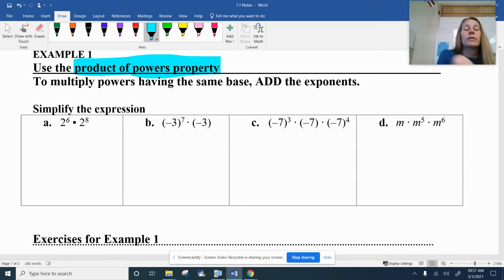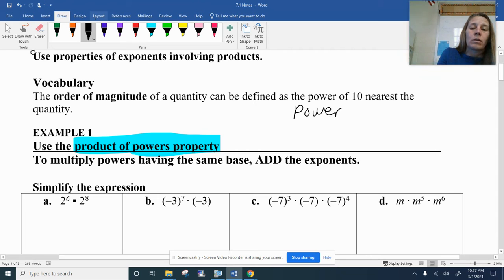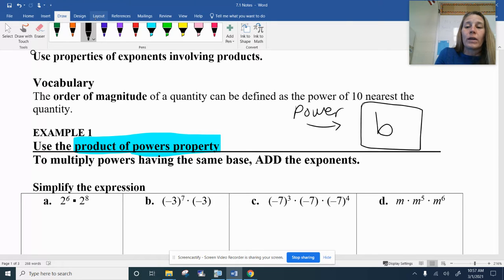So remember, product is what you get when you multiply two things. So this is essentially saying, what do you do when you're multiplying two powers? First of all, you might be saying, wait, what is a power again? If we think about this, a power is an expression written so that you have a base value raised to some kind of an exponent.